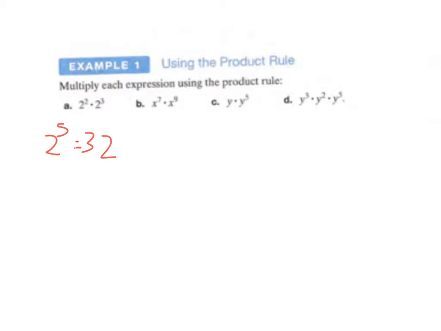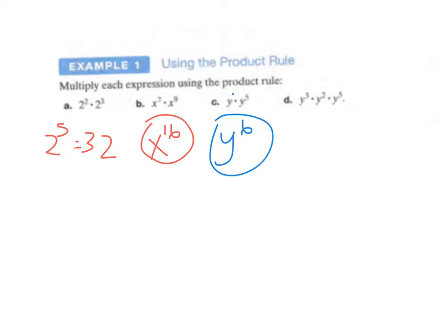In this case, we have a 7 and a 9, so we add those two up, which gives us 16. So our answer is x to the 16th. In this case, when there's no exponent, it really is a 1. So 1 plus 5 is y to the 6th. And since we're multiplying, we're going to add all of them up, and if we add all of them up, we get 10. So simply, using the product rule, you add exponents.